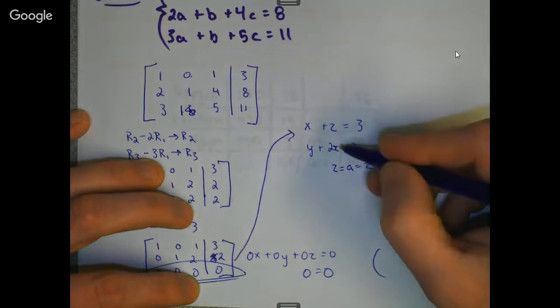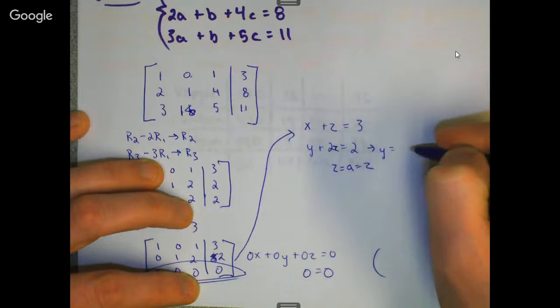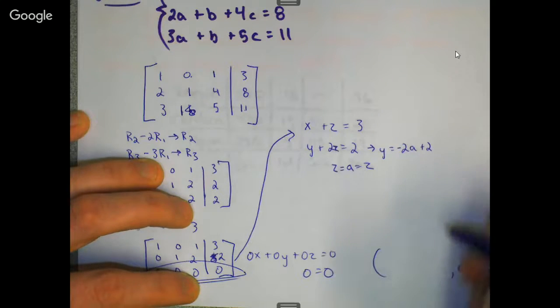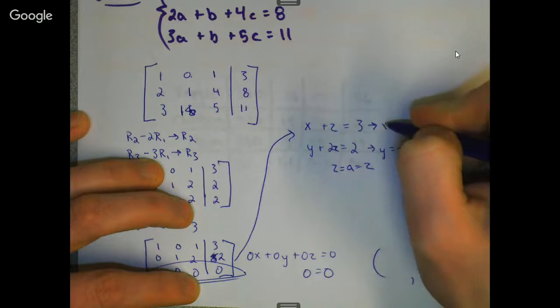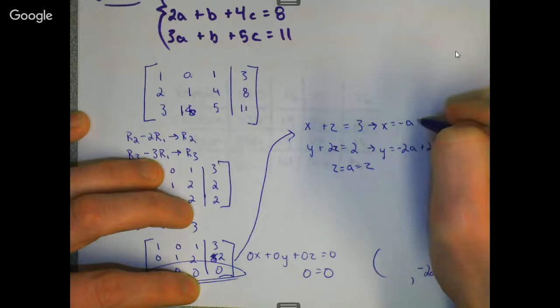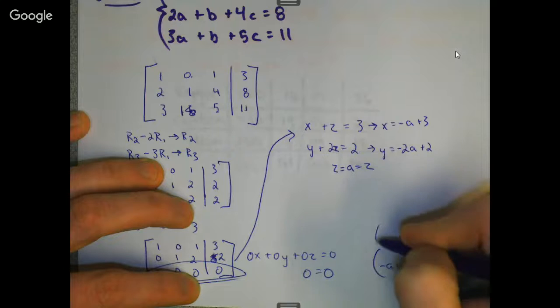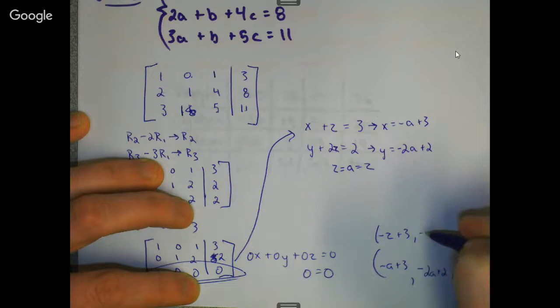Okay, so we got to take this one and solve it for y. So y equals negative 2a plus 2. So I went ahead and substituted the a in for z. And then we solve this one for x. So x equals negative a plus 3. Okay, or if you use the z, that could be negative z plus 3, negative 2z plus 2, and z.